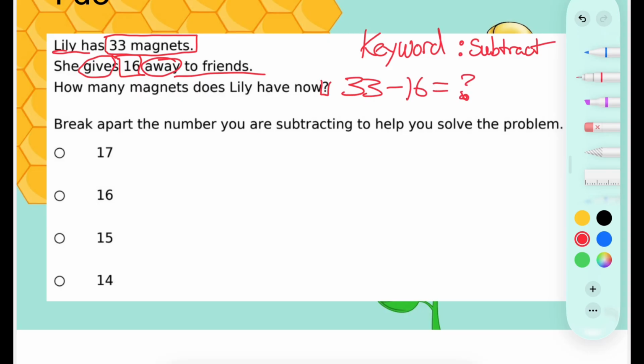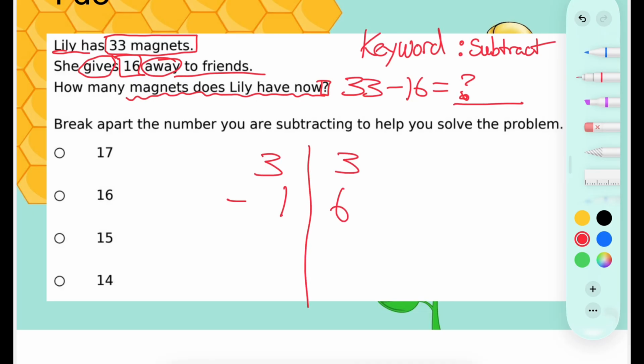The question mark is telling us that when we solve it, we're going to find how many magnets Lily has now. So I'm going to write 33, line down the middle, 16. Ask ourselves, do we have enough? We do not. So this 3 becomes 2. Now it becomes 13. 6, 7, 8, 9, 10, 11, 12, 13. 7 ones. Put 1 in your head, count to 2. 1, 2. 1. So the answer is 17.